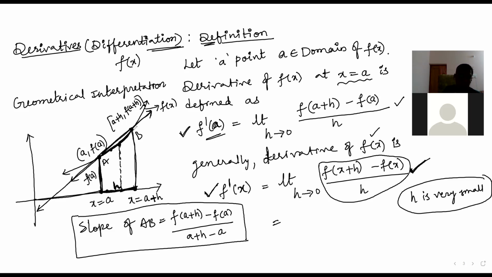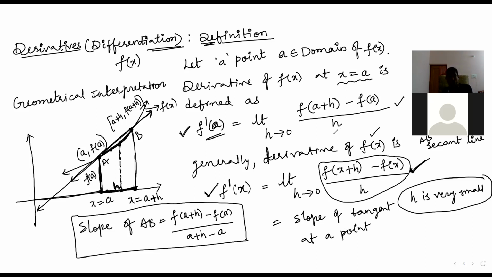Now AB is the secant line. But as h is tending to 0, this becomes the slope of the tangent at a point. In this case, this is going to be the slope of the tangent at x equal to a.